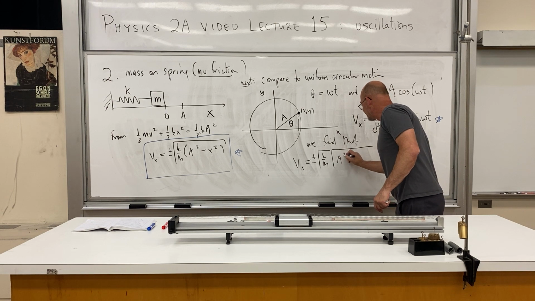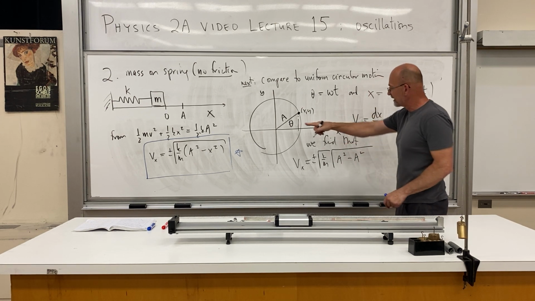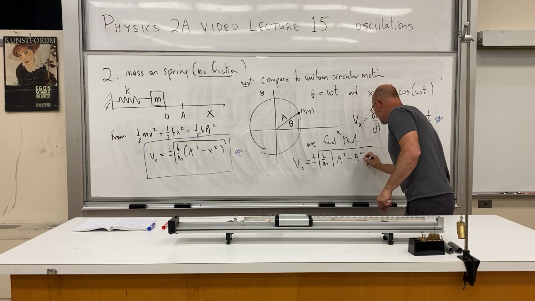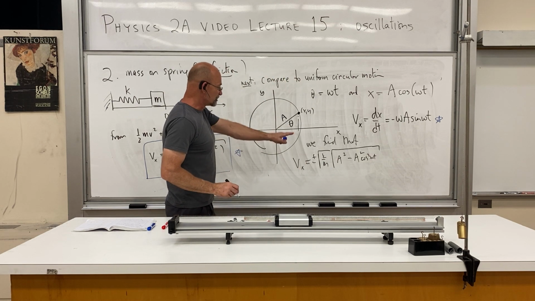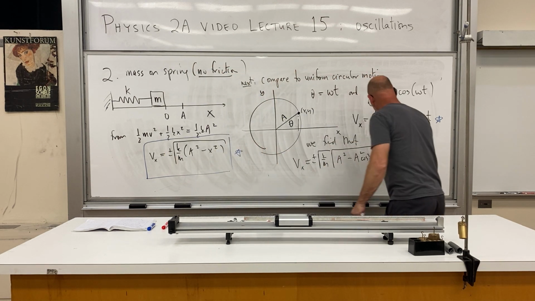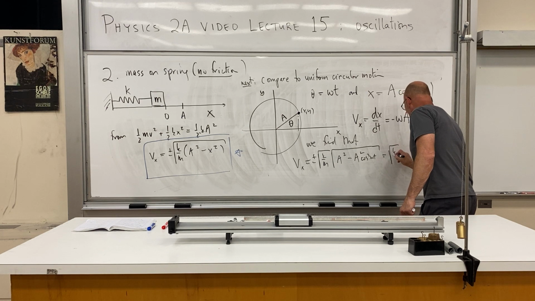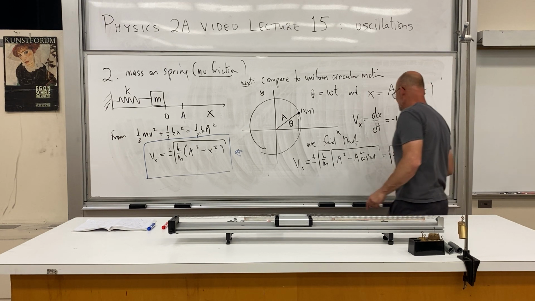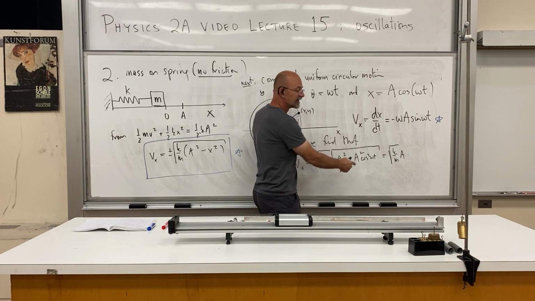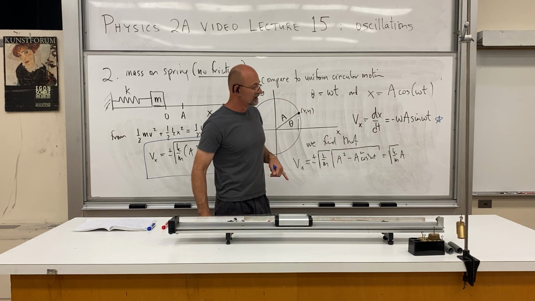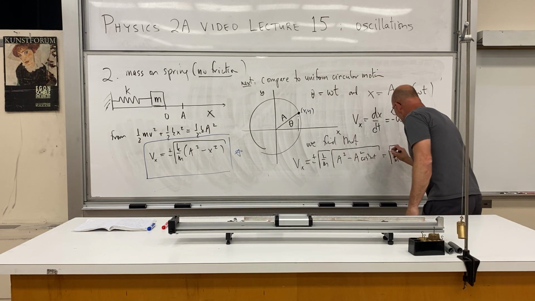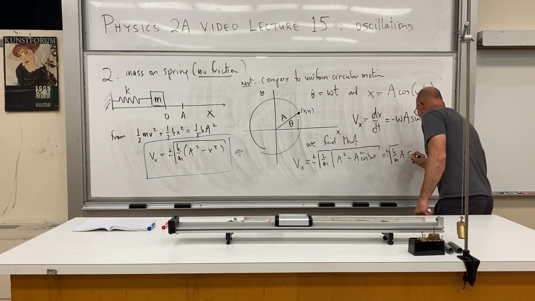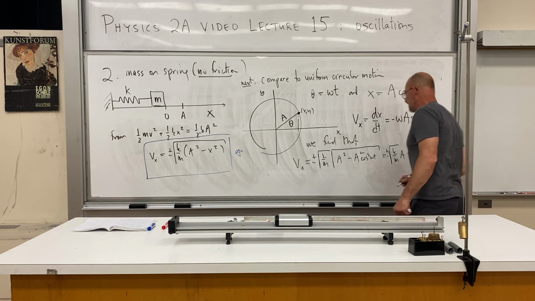Root a squared minus the x squared is a squared cosine squared omega t. But I can pull out that amplitude a equals root k over ma. And then I'm left with 1 minus cosine squared, and that is the sine squared. And the square root of the sine squared is just equal to the sine. So I'm going to get that plus minus sine omega t.